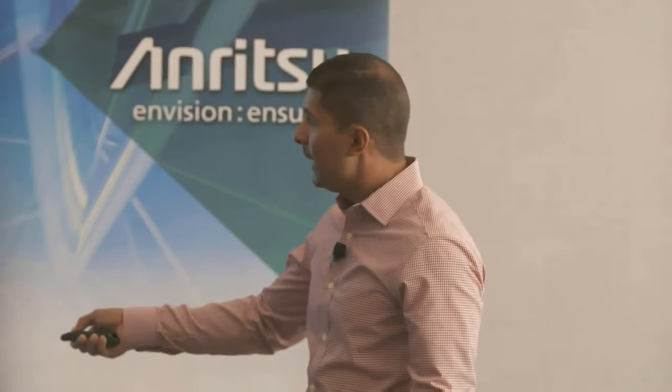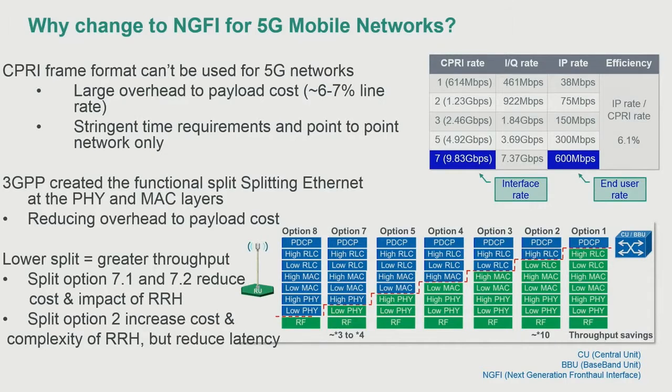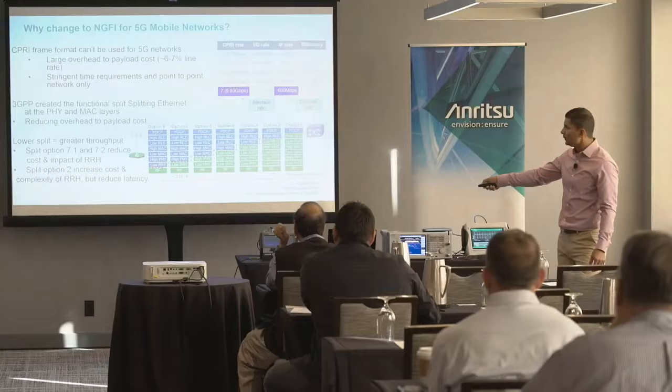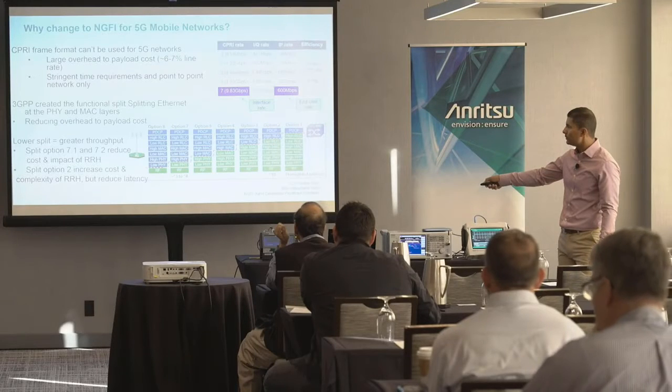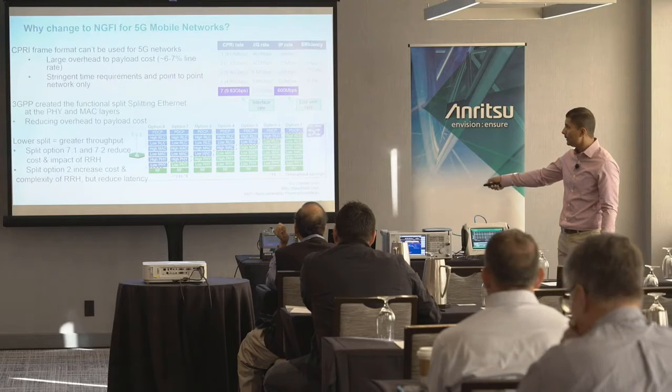Change to option 7, the higher rates here. You're seeing less being done in the radio and more being done in the BBU, and that turns into an increase of about 3 to 4 times bandwidth or throughput. Not as much as the lower options, but you're still able to get an increase in throughput. And you can see the differences, 7.1 and 7.2, that's relating to this here, reduces cost and impact to RRH because less is being done with the radio.